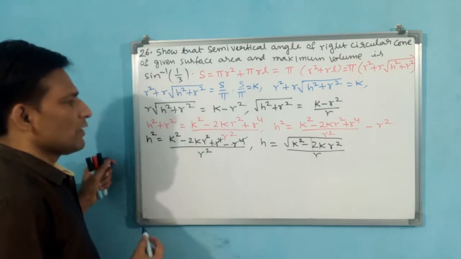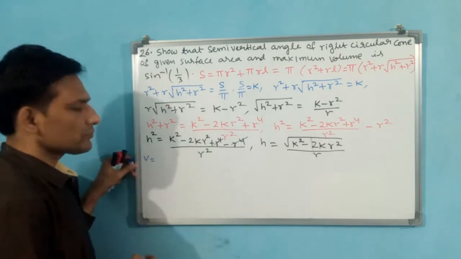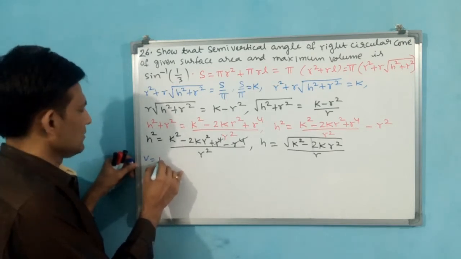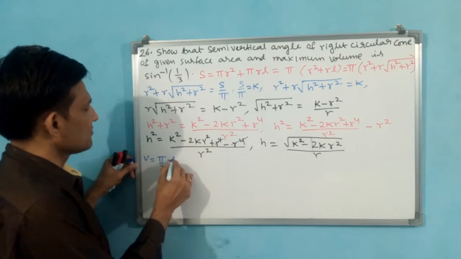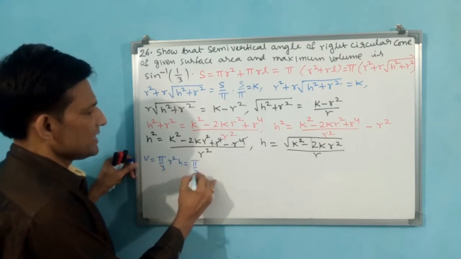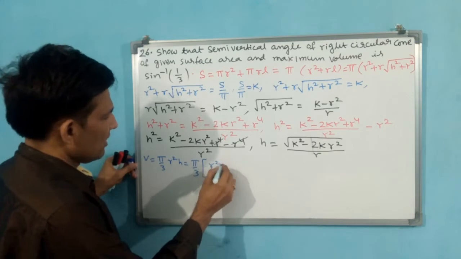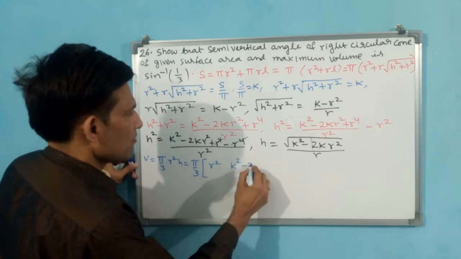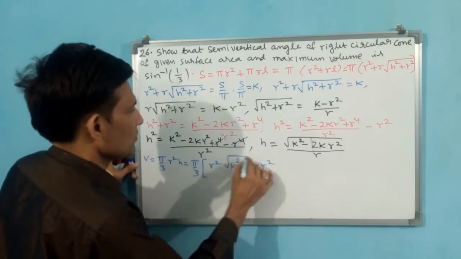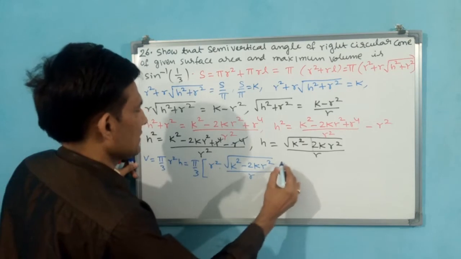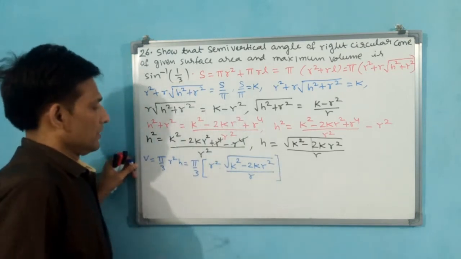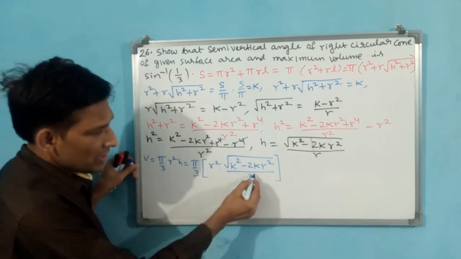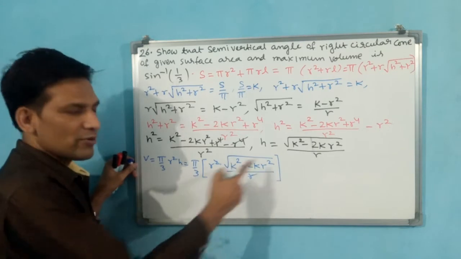Volume formula, V is equal to 1 by 3 pi r square h. That is equal to pi by 3, I am taking common, r square also, and h I am taking this one: square root of k square minus 2k r square, divided by r. Pi by 3 I have taken outside. See r square into h, r and r are going to get cancelled. That means r into something is there.